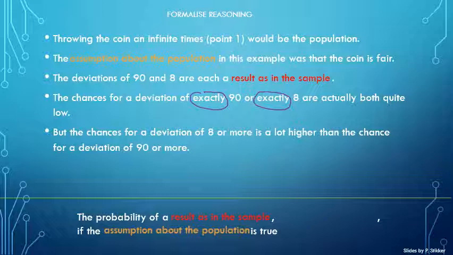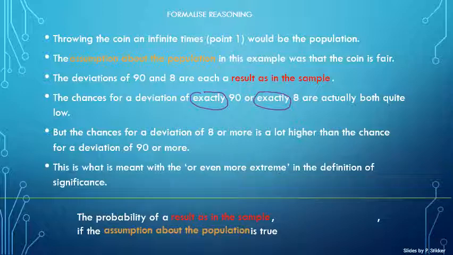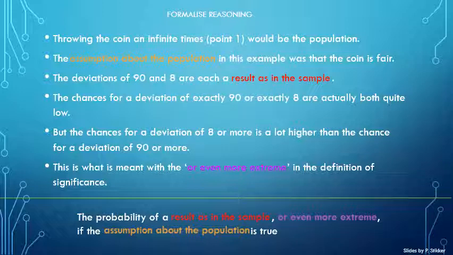So for 8 or more, we have a quite big chance because it even includes the 90 or more. So this is actually what is meant with "or even more extreme" in the definition. So there we have that "or even more extreme", and now we have finalized our entire definition of significance: the probability of a result as in the sample, or even more extreme, if the assumption about the population is true.